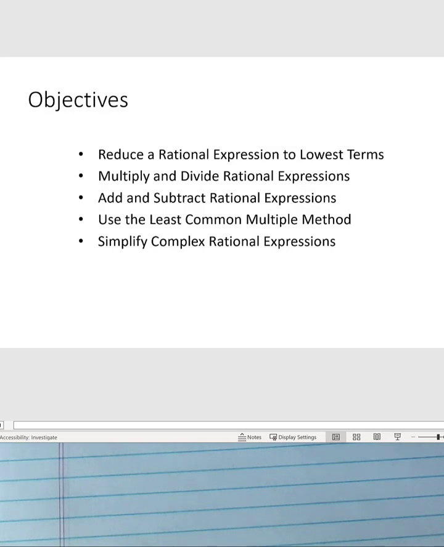Now remember, a rational expression is anything that can be written as a fraction. And in our instance, we're going to have some sort of polynomial or monomial on top and bottom of our fractional expression. Now at first I want to recall our cancellation property.